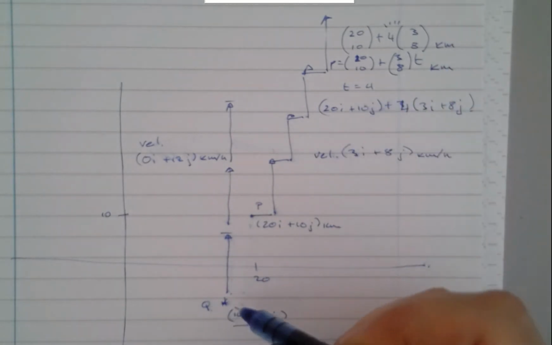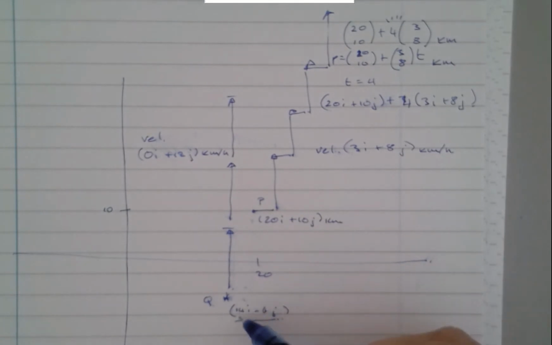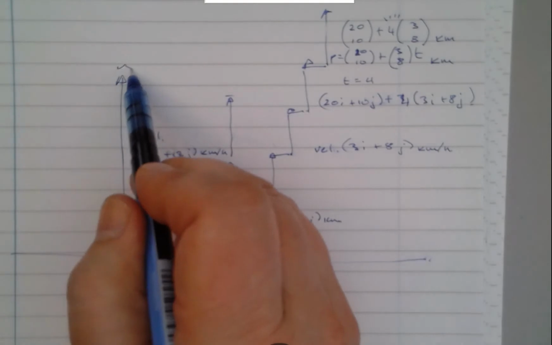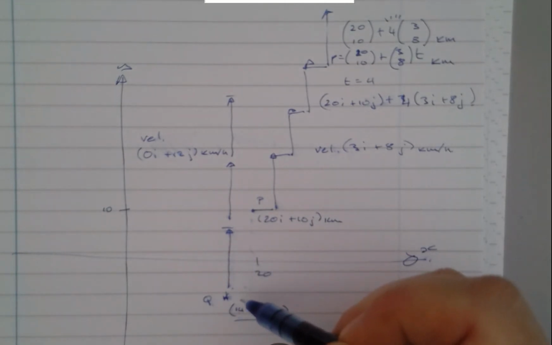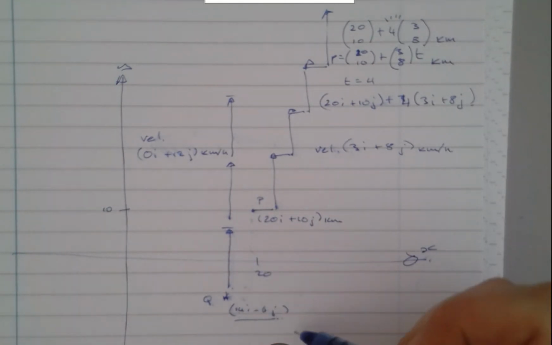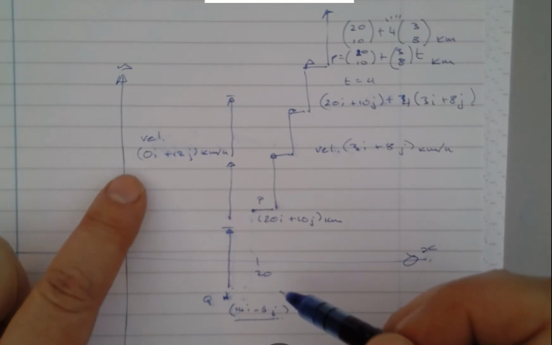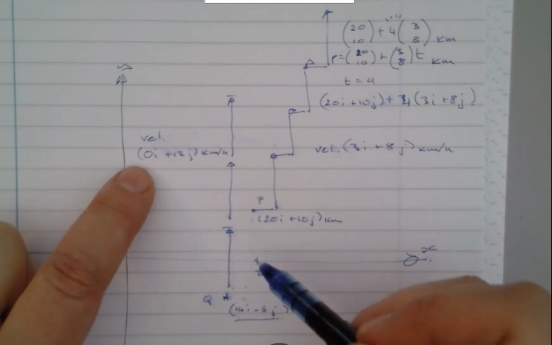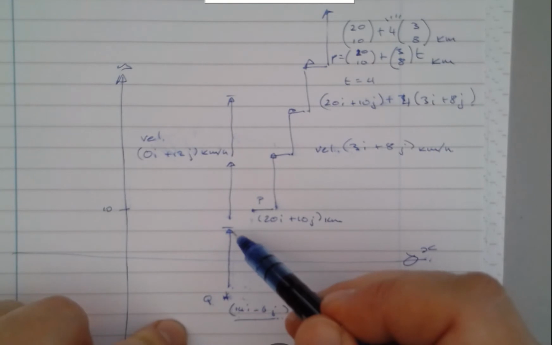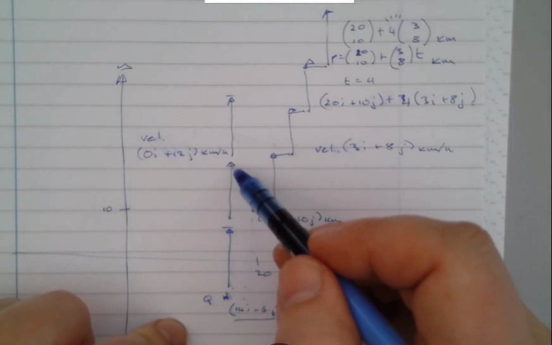Now you can see Q here starts off 14 to the right and 6 down. By the way, this is your y-axis, this is your x-axis, and every hour it travels. I've put in the velocity as 0i to make it clear that you're not travelling left or right, and every hour you're just moving 12 up.